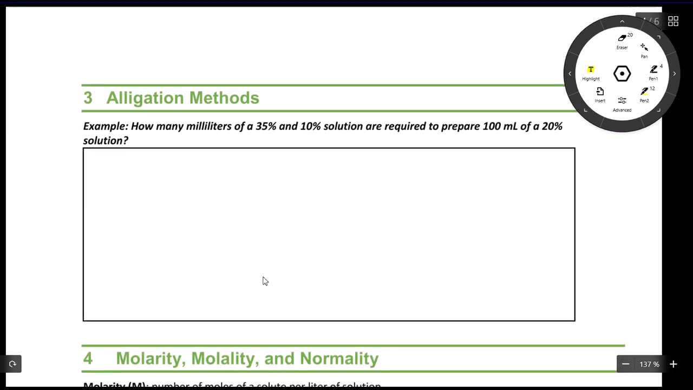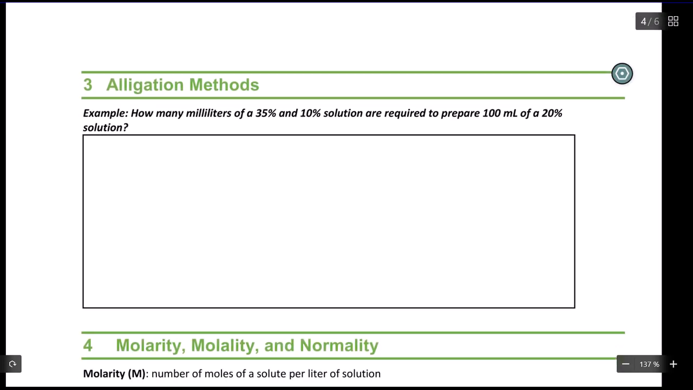Let's move on to an example where we're doing the same thing again. Remember, it's the same concept, it's just utilizing a liquid this time instead of utilizing powders. And one of the things we did with semi-solids is that we mixed them together by the alligation methods, and we got different concentration mixtures. Well, we can do the exact same thing here. So here it's telling us how many mLs of a 35% and a 10% solution would be required to prepare 100 mLs of a 20% solution.